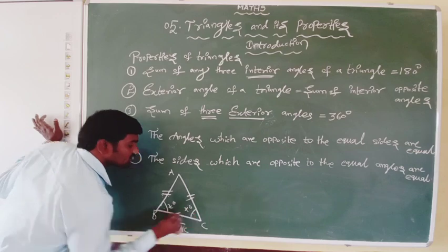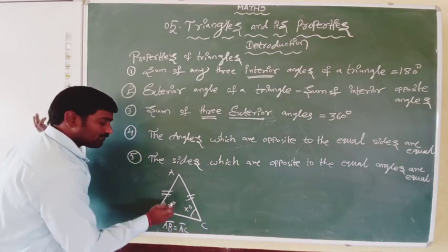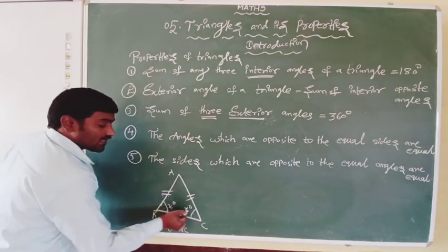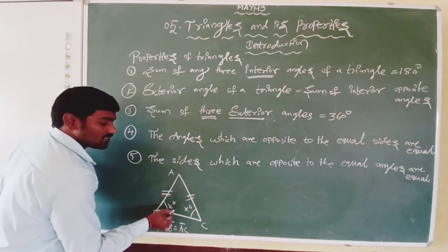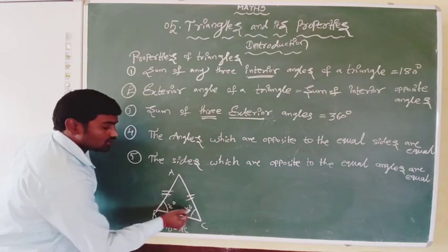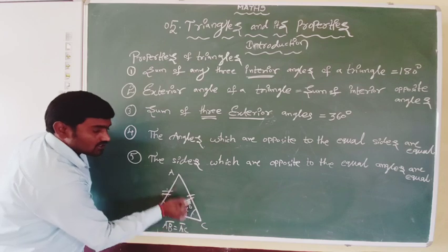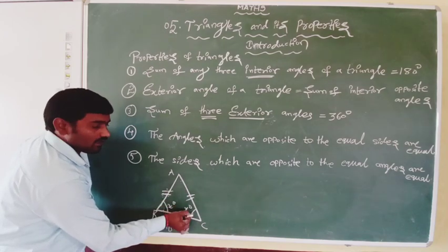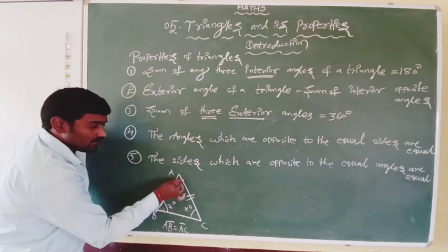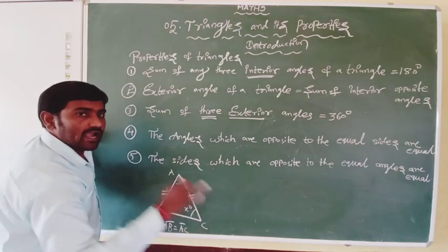This is x degrees and x degrees. We don't know the particular measurement, so we will assume x degrees, like 50 degrees and 50 degrees, 60 degrees and 60 degrees, 70 degrees and 70 degrees. So, the angles which are opposite to the equal sides are equal. Simply, if these two sides are equal, then these two angles are equal. And if AC and BC, these two sides are equal, then these two angles are equal. Simple. If two sides are equal, the opposite two angles are equal.